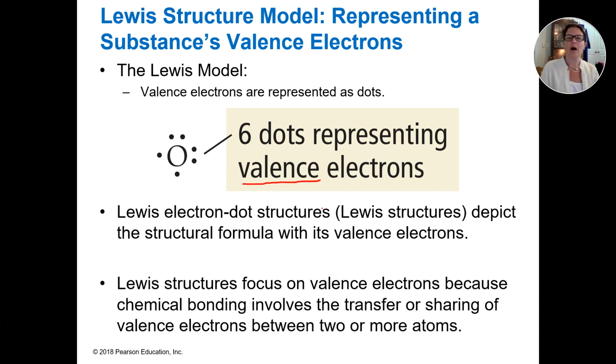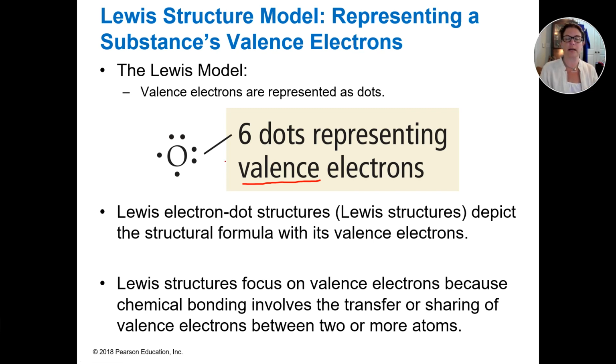So these electrons are why things bond. Okay, so this is going to be our Lewis dot structure. All we're doing is using dots to represent one electron surrounding the element, and we're going to use the element's symbol. So you can see oxygen here.